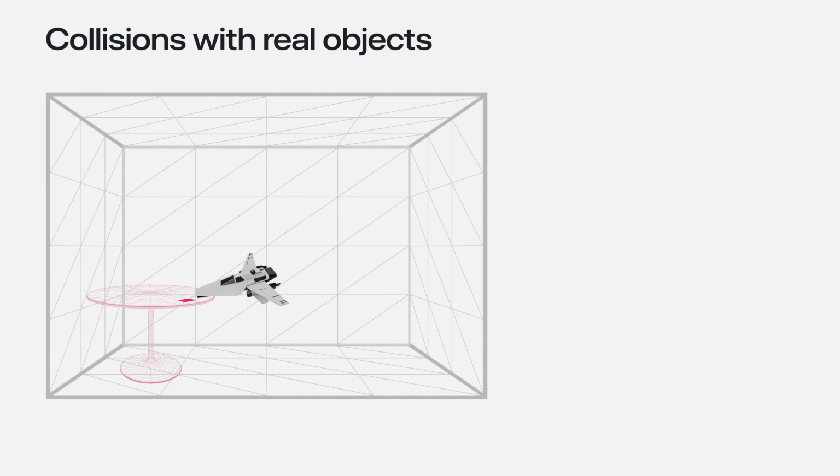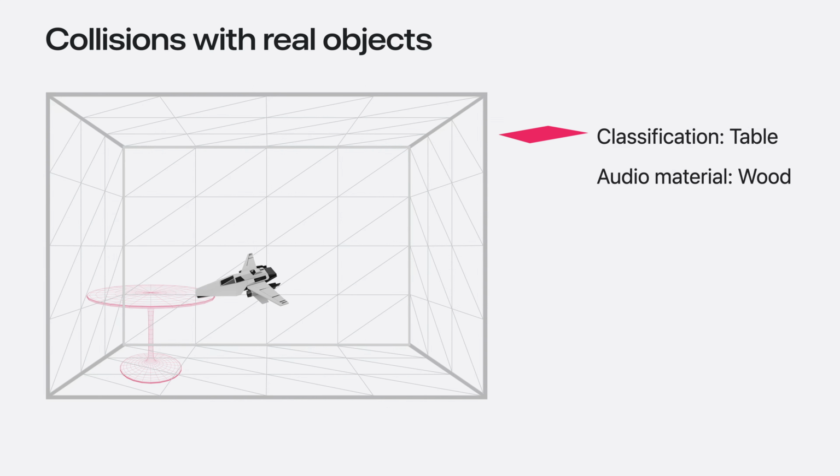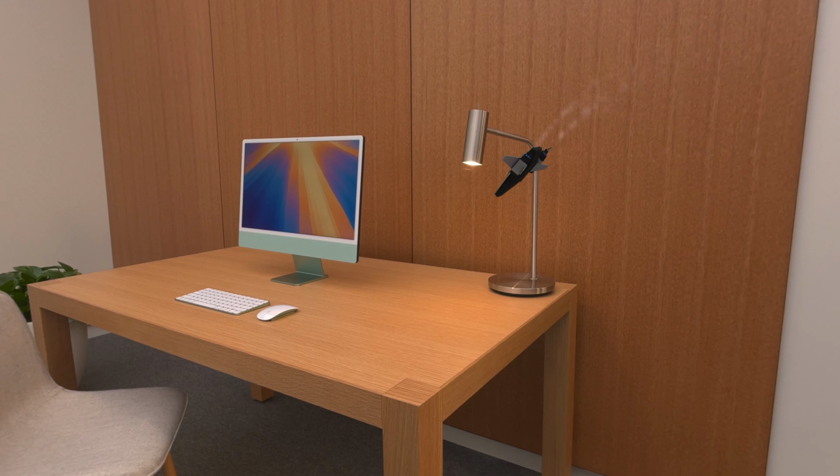First, I'll need to determine which face of the mesh the dynamic object collided with. Next, I'll read the mesh classification for this particular face. Then, I'll map the mesh classification to our custom audio material enum. And now I can play back the correct sound for the pair of materials of our virtual and real objects. Let's hear what happens when these dynamic objects collide with the real world around us. Notice when the spaceship collides with different types of objects, the collision sounds are different. For example, listen when the spaceship collides with the table, the iMac, or the chair.